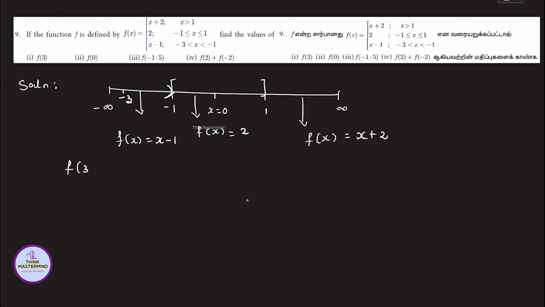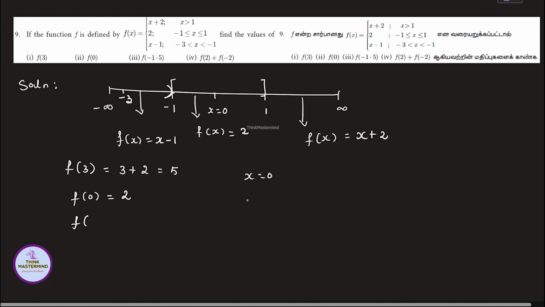So f of 3, it is a positive number. It lies in the interval 1 to infinity. So f of 3 is 3 plus 2, that is equal to 5. And next find f of 0, that is x is equal to 0, which lies in the interval minus 1 to plus 1. In the interval minus 1 to plus 1, for any value of x, the f of x value is 2.